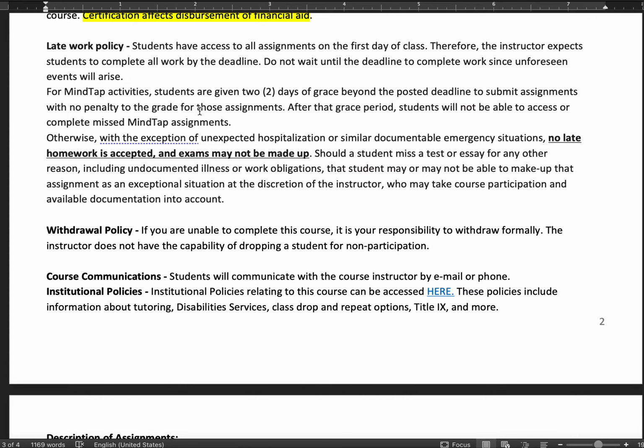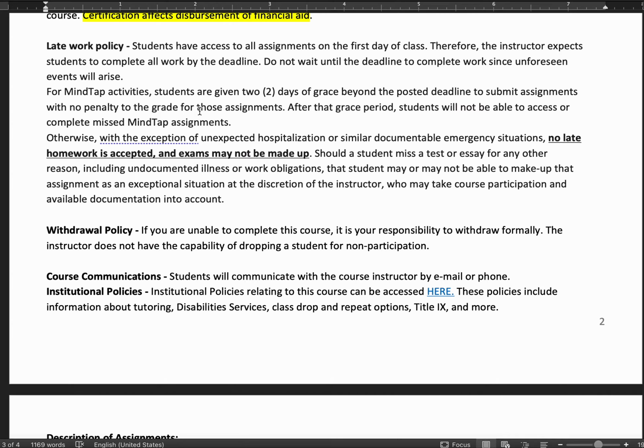Our late work policy for this course: you have access to all of the assignments on the first day. It is my hope that whenever you have time, you work ahead if possible. So I expect everything to be completed by the deadlines that you will see on the day-to-day calendar. And I ask you to not wait until the deadline to complete the work, since many things can happen.